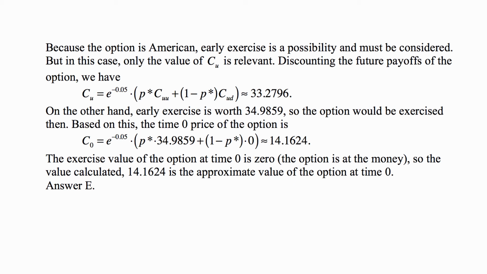But in this case, only the value of CU is relevant. Discounting the future payoffs of the option, we would have the value at the U node of e to the minus 0.05 times p star times CUU plus 1 minus p star times CUD. That's approximately 33.2796. On the other hand, early exercise in the up node is worth 34.9859, so the option would be exercised.